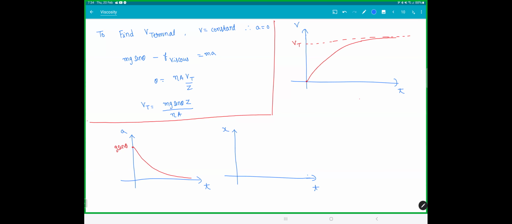Can you try the XT graph? I'll give 30-40 seconds. If that's VT and this is AT, can you draw XT? Right, we have. Can you tell me the straight line's slope?